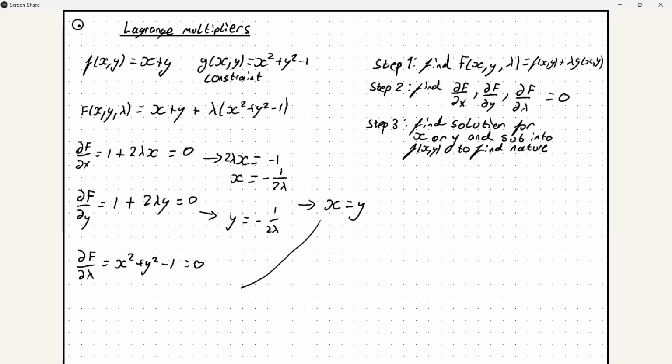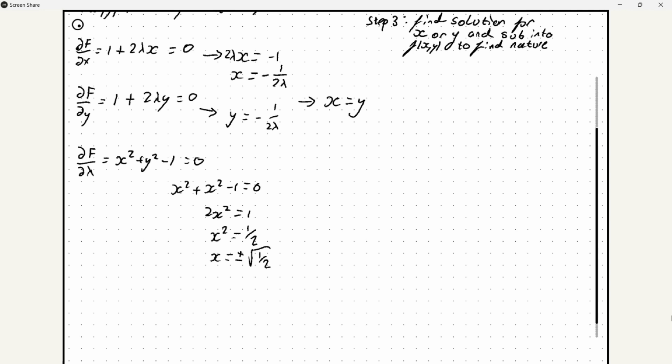Now using that, we can sub it into here and get a solution for x. So that's 2x squared equals 1, x squared equals half, and then x equals plus or minus root half. So this must mean that we have two stationary points, one at x equals plus root half and at minus root half.